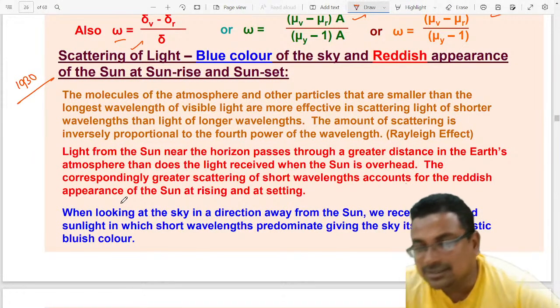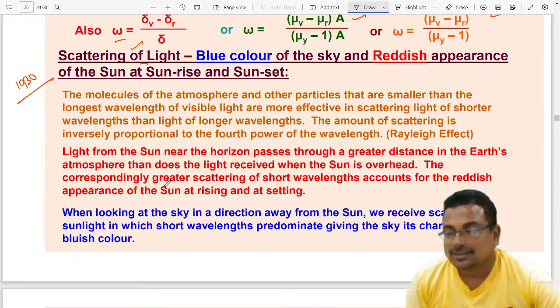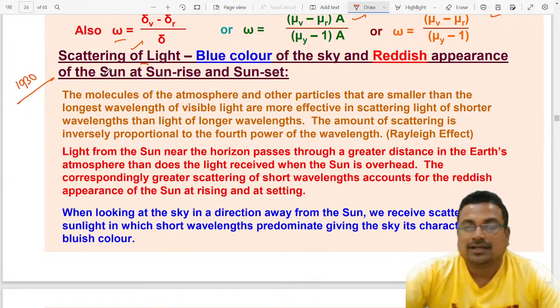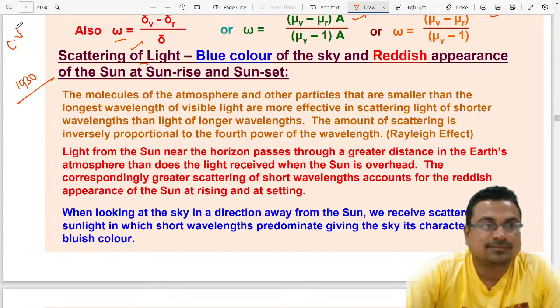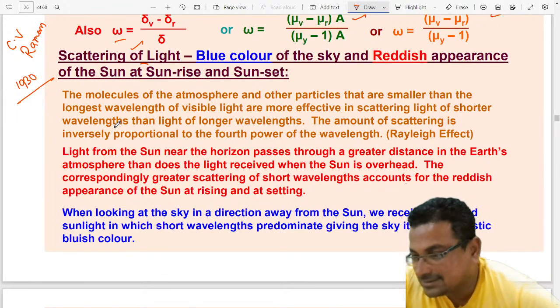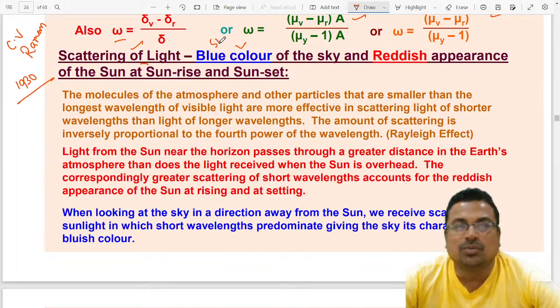Tyndall explained the Tyndall effect, which is about scattering, and C.V. Raman explained the Raman effect. Tyndall also explained the scattering of light by colloidal solution, and Raman explained why the sky is blue.